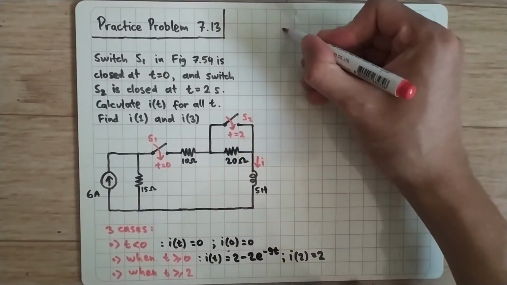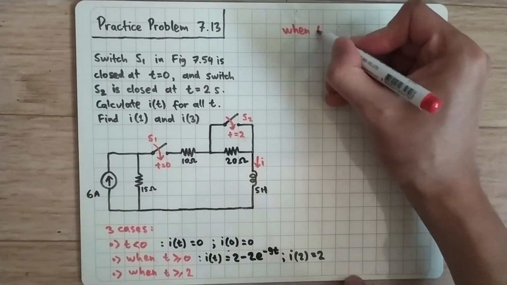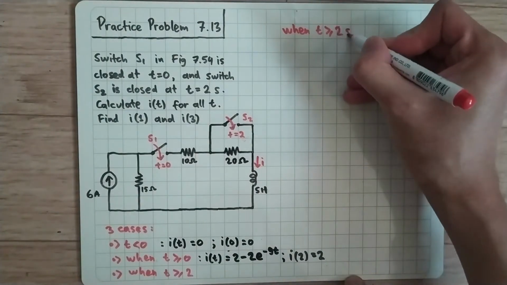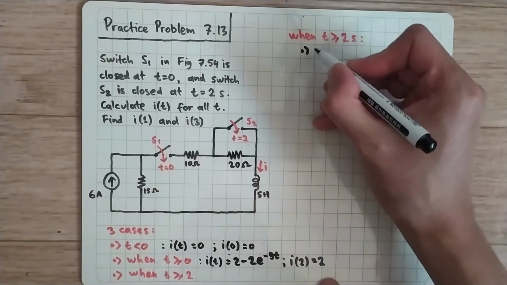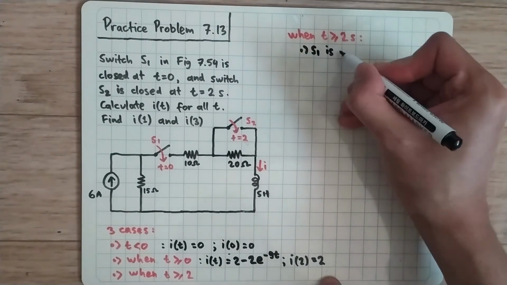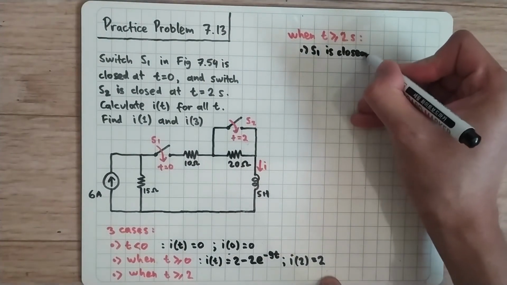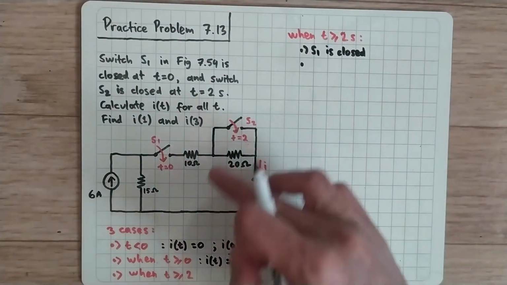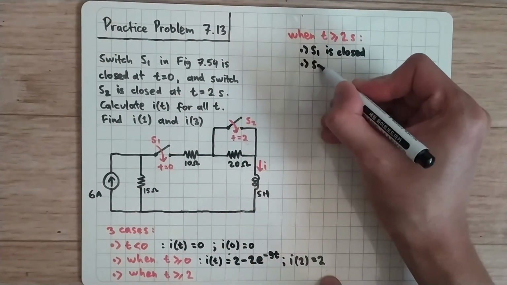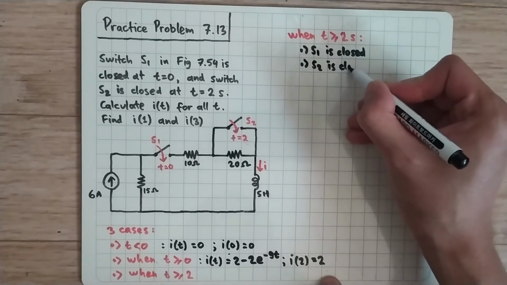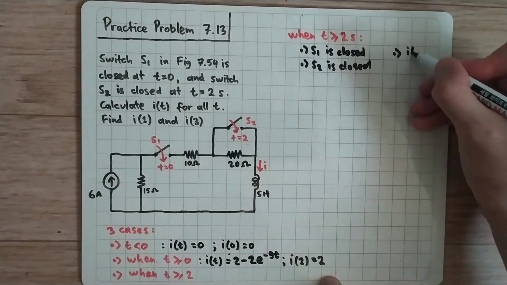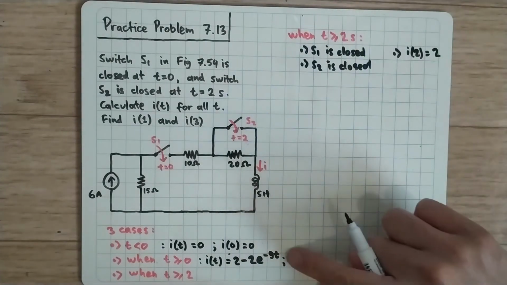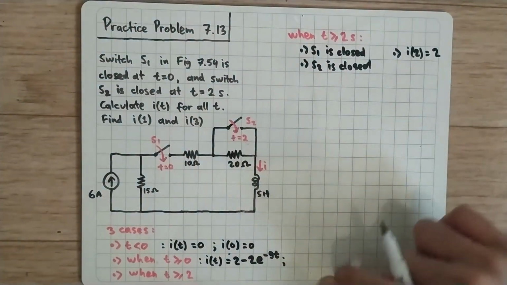Okay, in the third case, which is when t is greater than or equal to 2 seconds, let's analyze what condition we have here. So S1 is closed, the same as before, and then S2 is also closed. And remember that we have the initial condition I2 is equal to 2. So I need some space here.